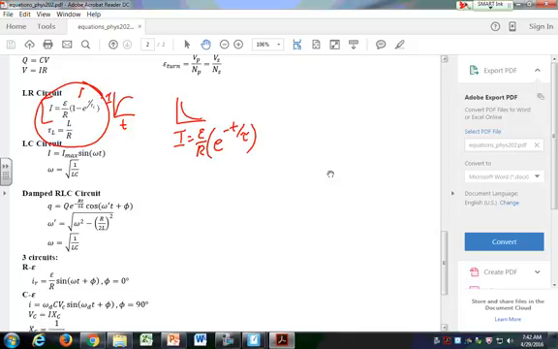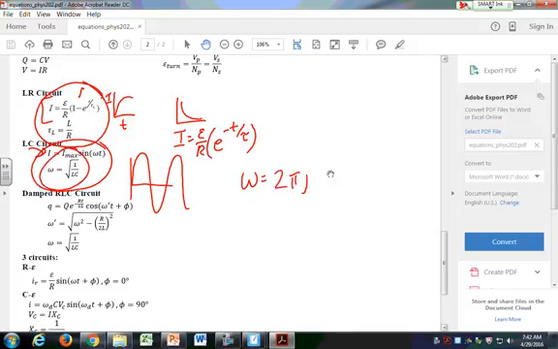This is our LC circuit. This describes how the current oscillates back and forth. So my current starts like this, and it goes back and forth at this frequency. Remember, something that's not written here is that omega is equal to 2 pi f. That's not on the equation sheet, so you just need to know that. But that's in general true.